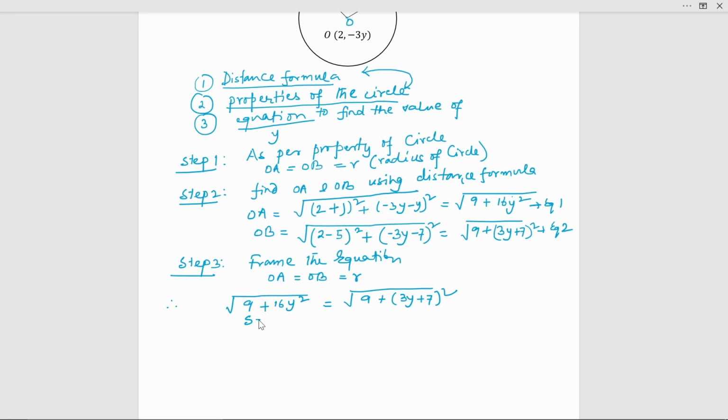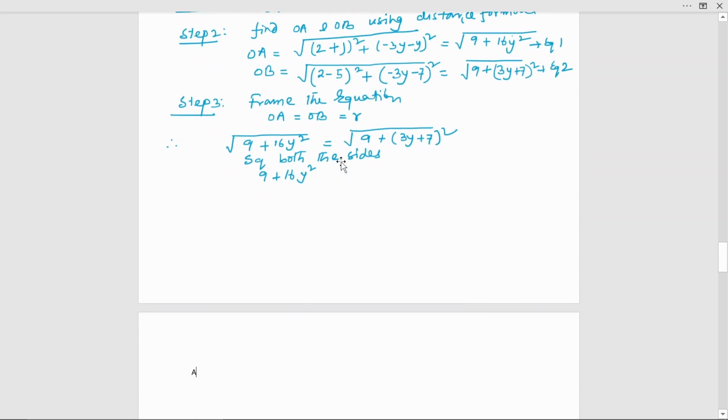Now squaring both sides, we have 9 plus 16y square equal to 9 plus (3y plus 7) square. So now we can deduct 9 from both the left hand side and the right hand side.